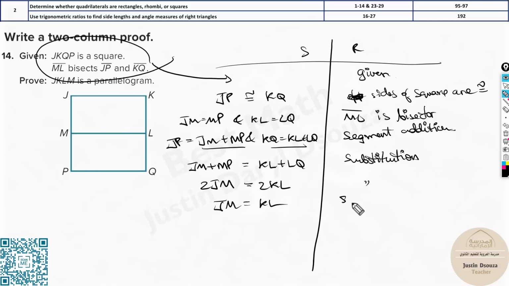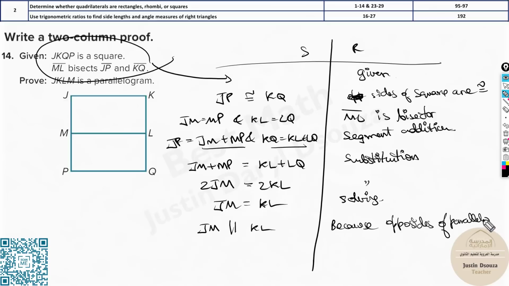This is by solving, substitution, solving. Okay, so now this is done. Now we have to write one statement here. JM is parallel to KL. Why? Because opposite sides of a parallelogram or a square, they're parallel to each other. Square is a parallelogram basically. Square means parallelogram, so it's understood.